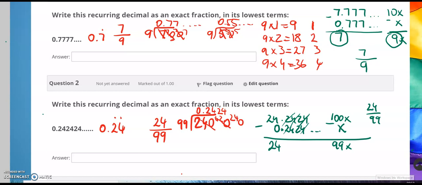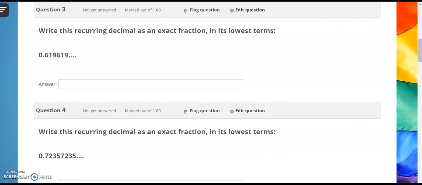Now, can we simplify this any further? And I can see that 24 can be divided by 3, and so can 99. So we'll make this 8 out of 33. So we'll write here 8 out of 33, whereas here we couldn't simplify it any further, so it's 7 out of 9. In question number 3, we've got the same type of question, just a different decimal.